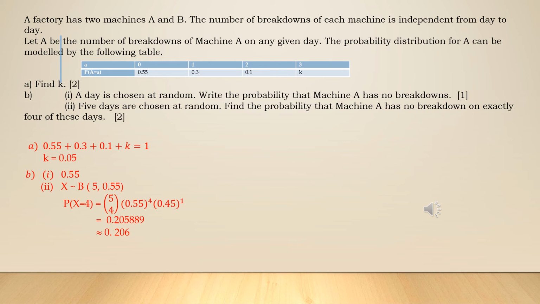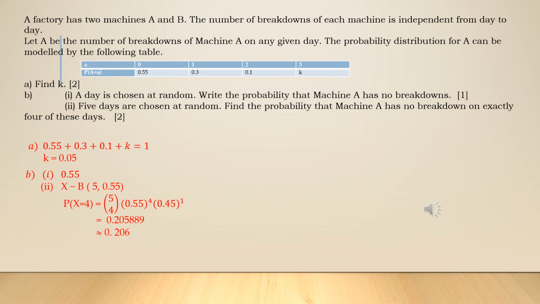First question, find K. To find K, you get the sum of all the probabilities equated to 1. So we have 0.55 plus 0.3 plus 0.1 plus K must be equal to 1. Therefore, our K is equal to 0.05.